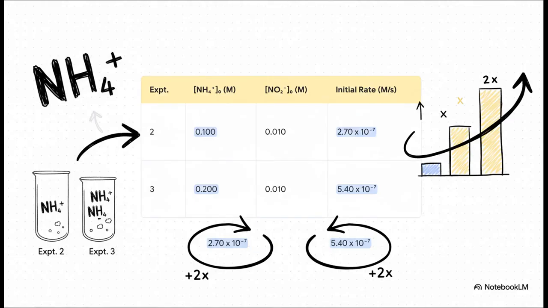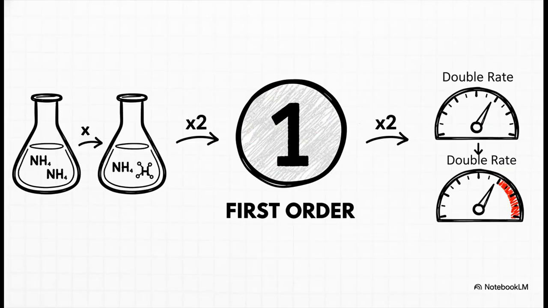Now let's figure out the order for our other reactant, the ammonium, NH4+. This time, let's compare experiments 2 and 3. See how the nitrite concentration is now the one that's being held steady, while the ammonium concentration doubles. And would you look at the rate? It goes from 2.70 to 5.40 times 10 to the minus 7.